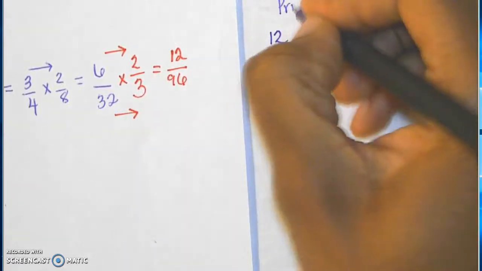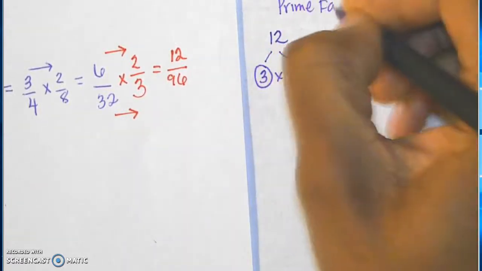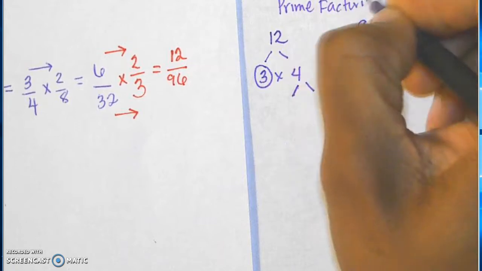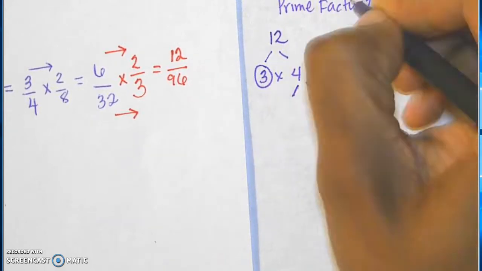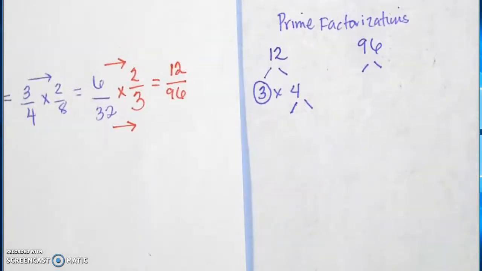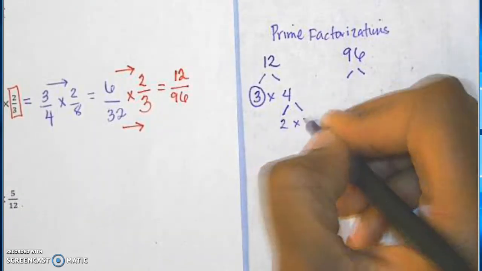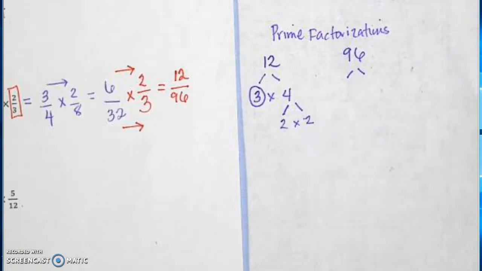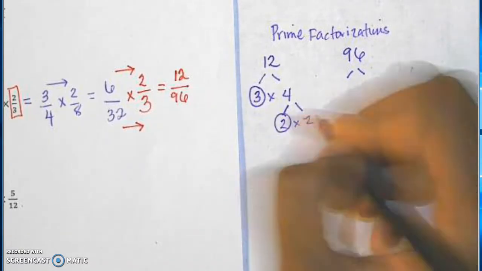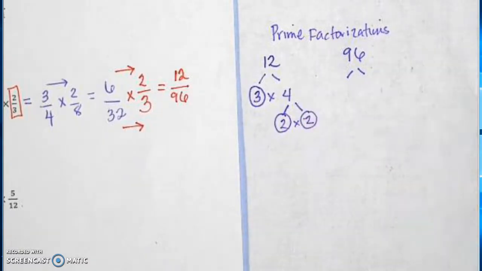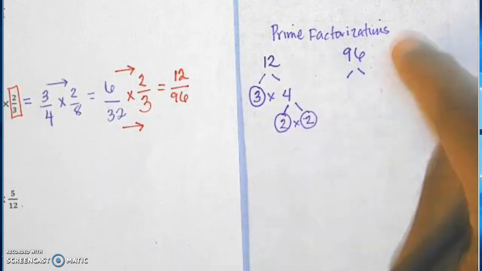So we want to make sure that all the numbers at the end are prime numbers. 4 is 2 times 2. And again, the only numbers in the world I can multiply together to get 2 is 1 times 2, so those are prime. So I'm done with my tree for 12.